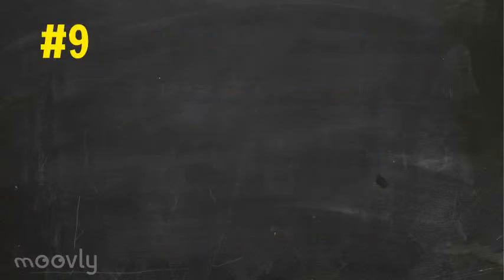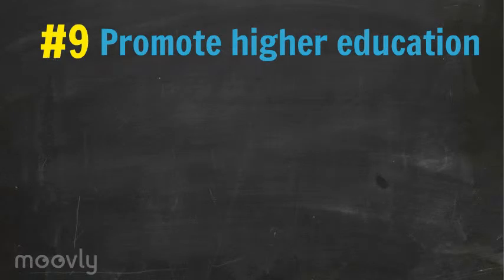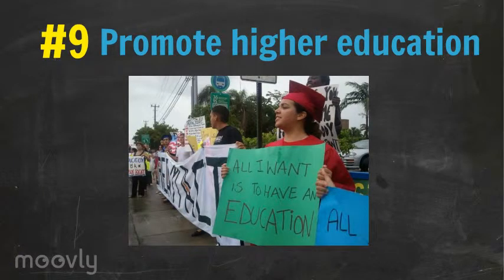Number 9, promote higher education. Many undocumented students feel discouraged to continue pursuing higher education because of never-ending obstacles and unpredictable employment opportunities after college. However, it's important to encourage undocumented students to stay in college as efforts to change immigration policy for undocumented immigrants have been closely linked to higher education.